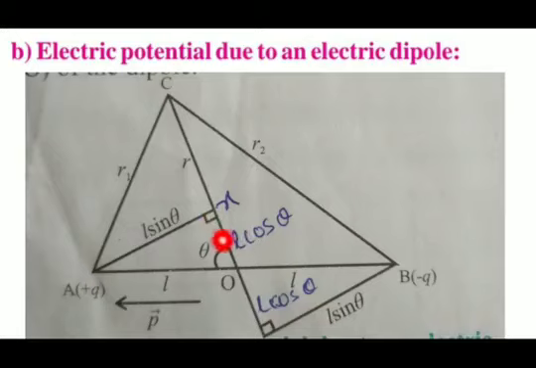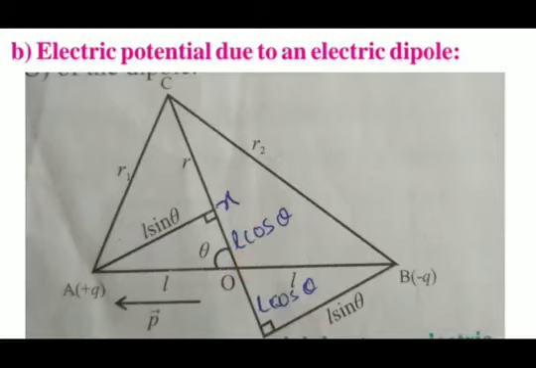So as you can see here, this is the line of the electric dipole, which is called the equator of the dipole. Now in order to determine the electric potential due to a dipole, let the origin be at the center O, as you can see here.